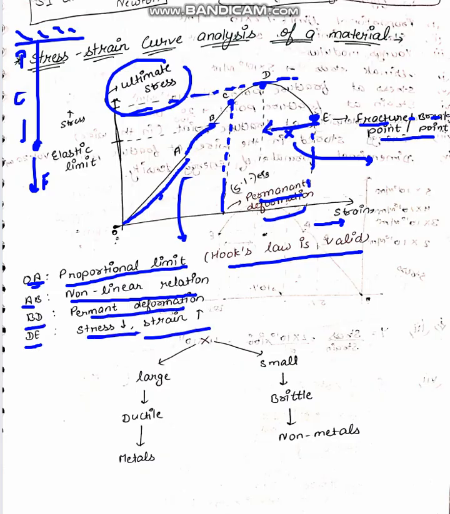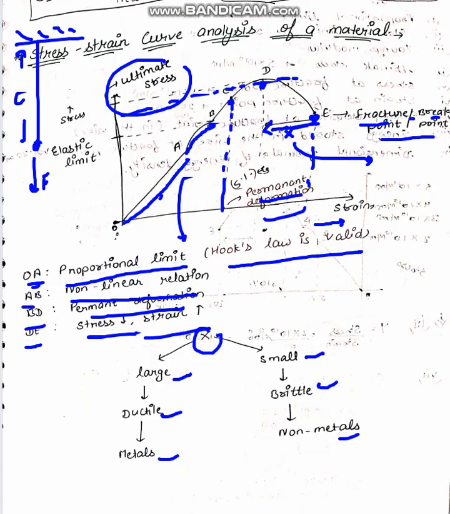This is used for classifying a material as brittle or ductile. Let's analyze: the region OA refers to the proportional limit in which Hooke's law is valid. Then in AB there is a non-linear relation. Then BD is permanent deformation, where stress increases, and after D stress decreases. For X, if X is large, the material is ductile or metallic. If it is small, the material is brittle, which corresponds to non-metallic behavior.